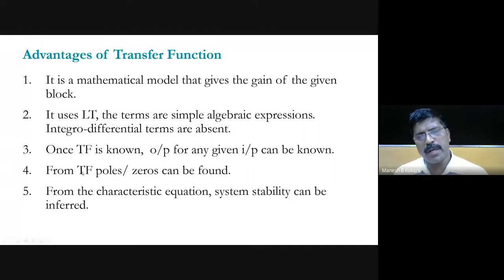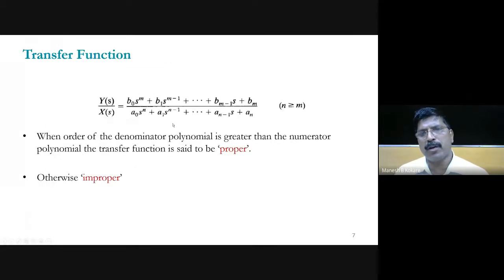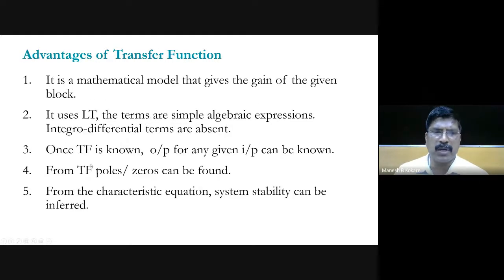The fourth advantage is that if you factorize this, if you find out the roots of this denominator, these roots of the denominator are nothing but poles. We'll see what the poles are and so on. And the roots of the numerator of the transfer function are called zeros. So from the transfer function, we can determine how many zeros and how many poles there are. And once you know the poles and zeros, you can tell whether that system is stable or unstable, right? So from the characteristic equation, the system stability can be found or inferred.